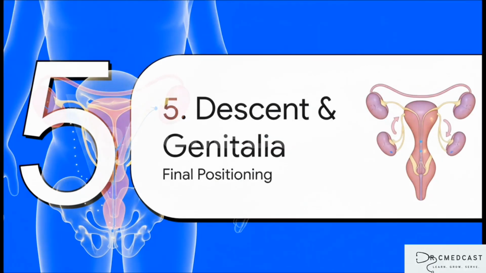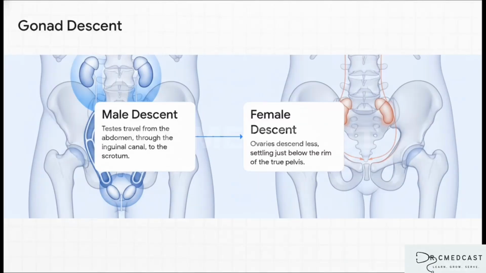All right, we're in the home stretch now. Let's look at the final positioning of the gonads and the formation of the external structures. And just like everything else we've seen, these also start from a common, indifferent state. So the gonads can't stay where they started, high up on the back wall of the abdomen. For males, this is a long journey. The testes have to descend down through the inguinal canal to reach the scrotum, and this usually happens by birth. For females, the descent is much, much shorter. The ovaries just settle right below the rim of the true pelvis.